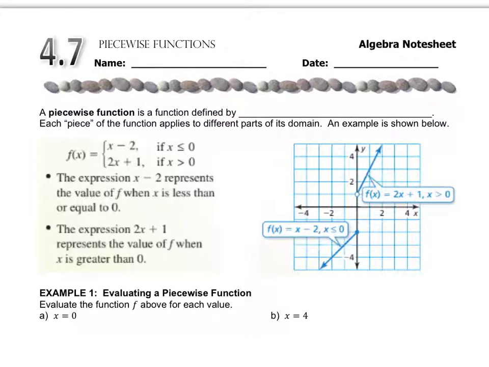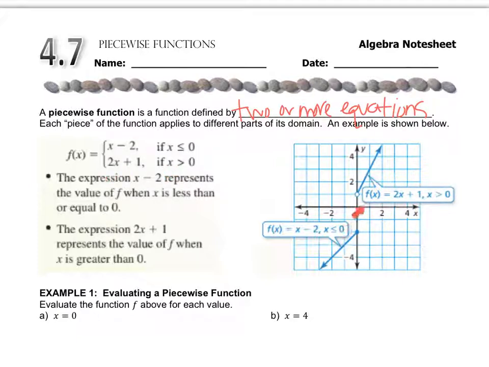In this lesson, we look at a type of function that is pretty interesting called a piecewise function, and it's defined by two or more equations. Unlike all of the other functions that we looked at that were just one equation, then we had the graph, this one is actually made up of two different equations. And if you see over here, there's this if statement. What that means is that x minus 2 is the function in the graph as long as the x values are less than or equal to 0. But if the x values are greater than 0, then this is the function that they're going to graph.